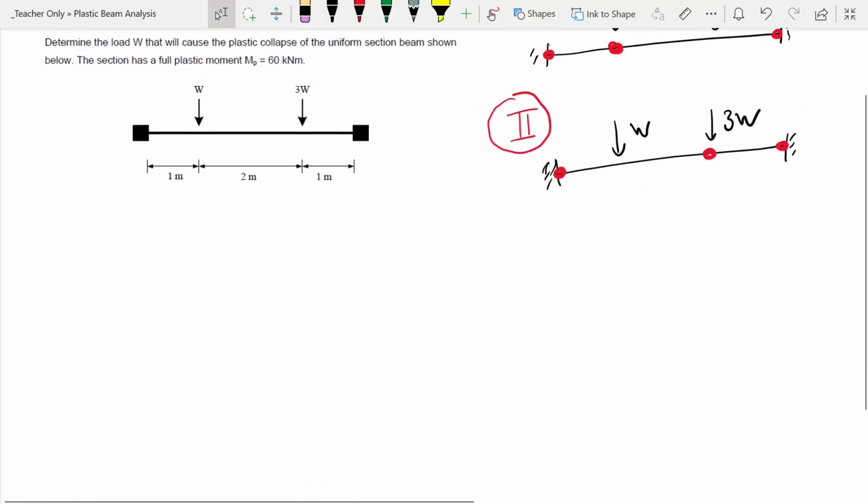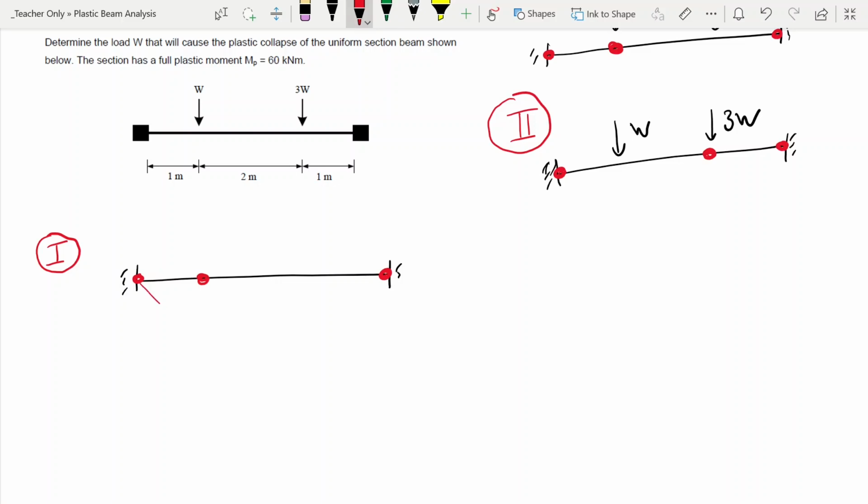So let's start with the first one. Similar to before, we're going to assume a certain rotation theta on one of the supports, and then we're going to draw the collapse mechanism all together. Now, if that rotation there is theta, that means that the displacement underneath the load W is theta, and here is our load W. That means that this angle here has to be equal to theta over 3, so you get the same displacement on both sides, and that also means that this angle here is theta, and that angle there is theta over 3.